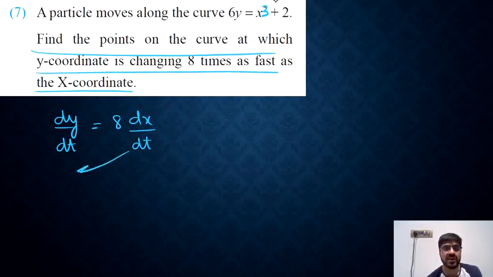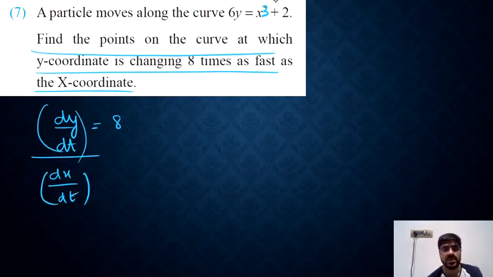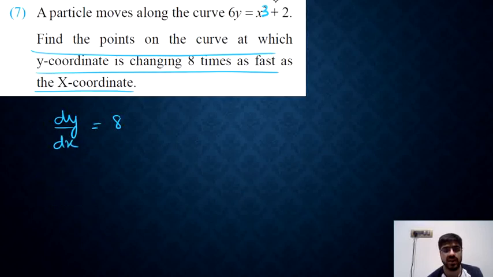If you take dx by dt on the left, you will have dy by dt upon dx by dt, and dy by dt upon dx by dt is the same as dy by dx. They have given us in the question that dy by dx will be equal to 8, and we need to incorporate that condition in the equation that they have given.